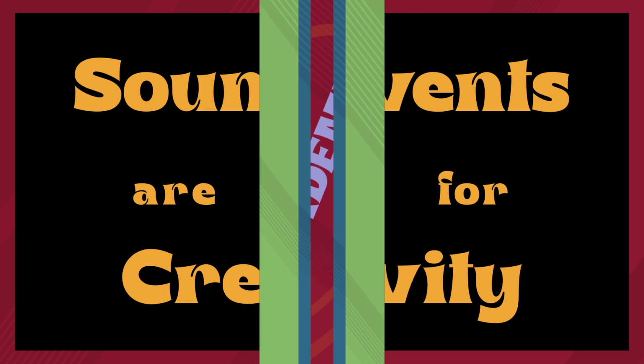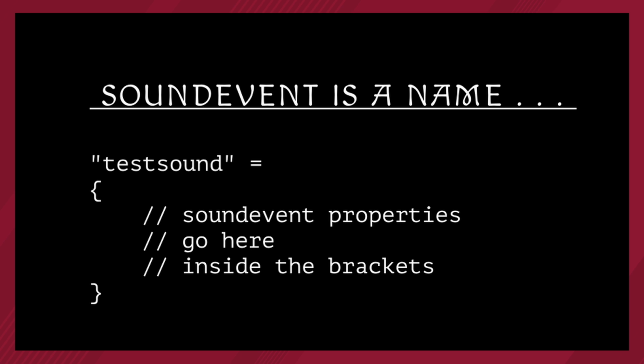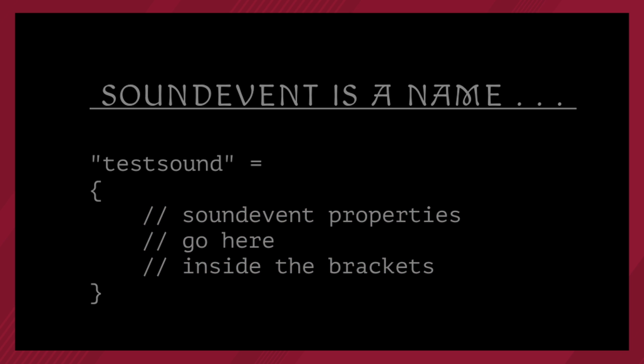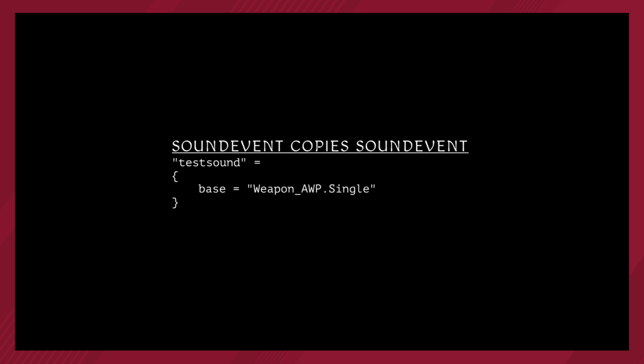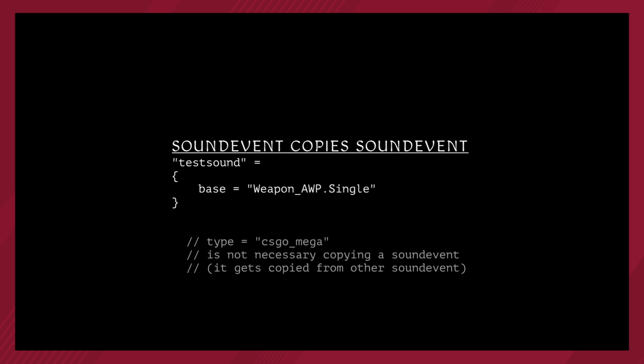Let's do that! So every sound event is a name, and then equals, and then brackets with all the properties on the inside of those brackets. You could entirely sufficiently create a sound event with one property, the base equals property. If you're not using the base equals property, you'll need to use type equals CSGO_mega. And I'm not going to say underscore anymore, I'm tired of that.